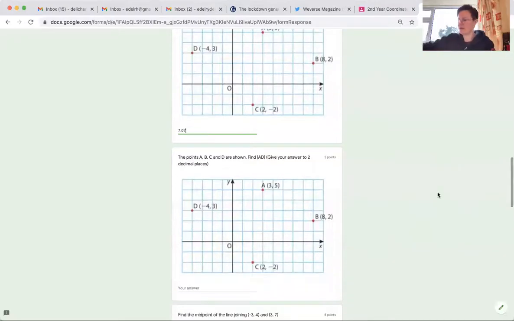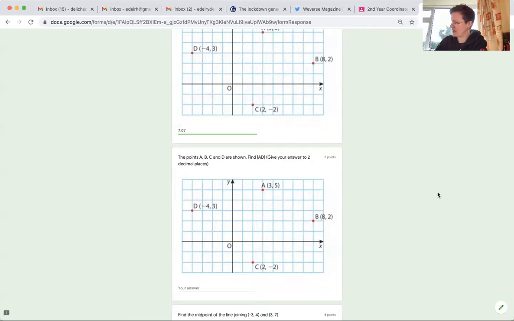Okay, question 5. Again, we're asked to find the distance between 2 points. We're looking for the distance between A and D. So A is still my x1, y1. D is the point -4, 3 as my x2, y2. So the distance from A to D is the square root of -4 minus 3 all squared plus 3 minus 5 all squared. And you can use your calculator in one go or do it in steps.